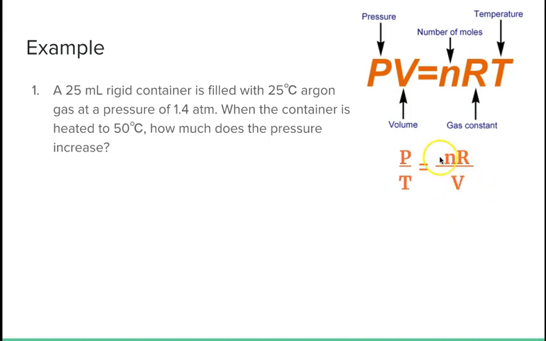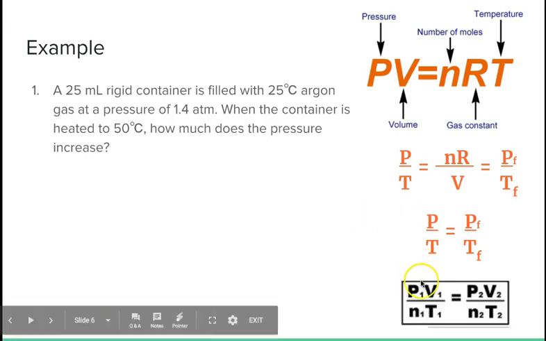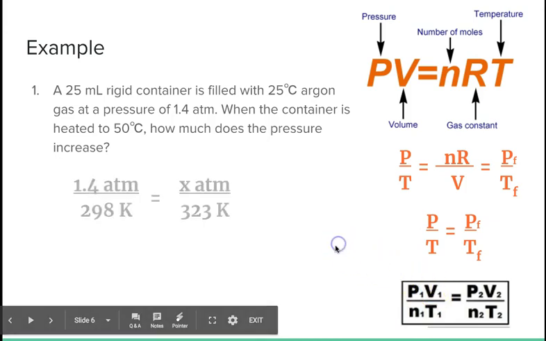Now, like I said earlier, if this is going to work for our initial conditions, it's also going to work for our final conditions because the ideal gas law works for every gas. And so our NR over V is also going to be equal to our final pressure over our final temperature. So cut out the middleman. Essentially what you end up with is your initial conditions is equal to your final conditions. This is essentially the same thing as the combined gas law with the n and the V removed because they're not changing. Now we can just go ahead and plug in our numbers.